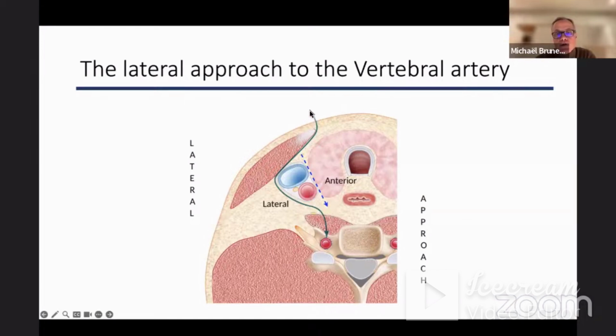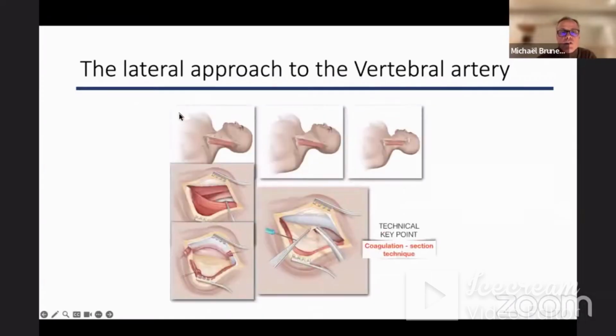In the lateral approach, the superficial layers are the same. The incision is at the level of the medial border of the sternocleidomastoid muscle, which is put laterally. And then the dissection is performed laterally to the vessels with the goal to reach the bone in front of the vertebral artery at the level of the transverse process. In front of the transverse process, you have the longus colli muscle, and above the longus colli muscle, you have the sympathetic chain.